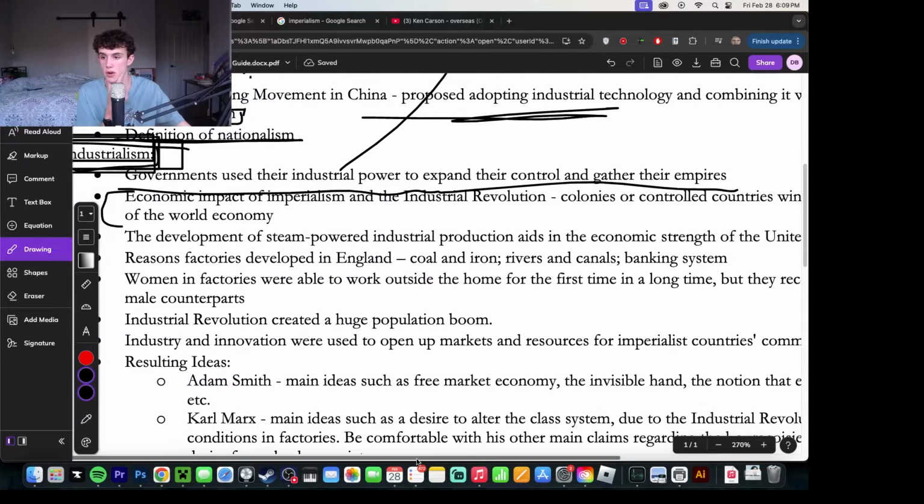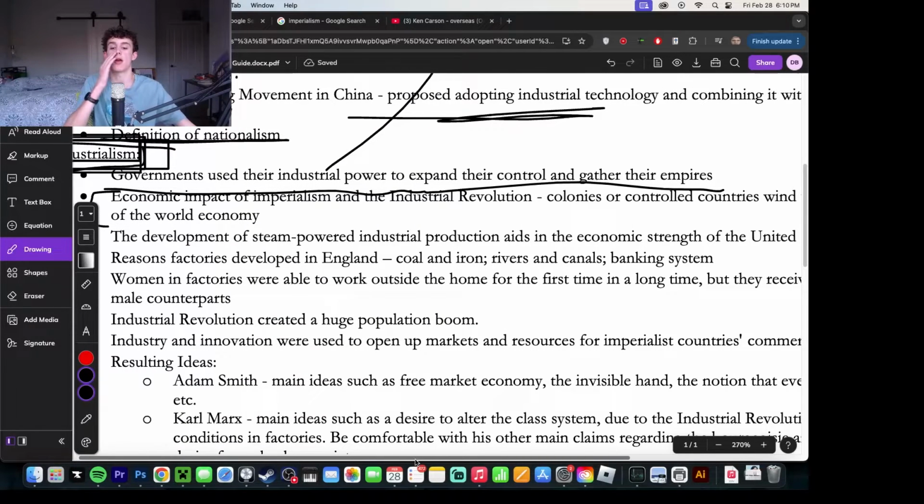In the United States and Europe. So, yeah. Steam engines. Whoa. Steam. Step back. Steam engines are super important.